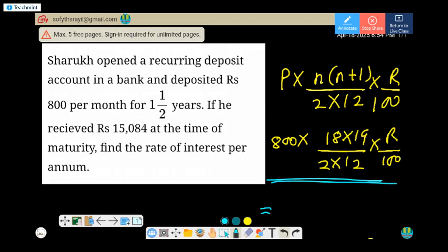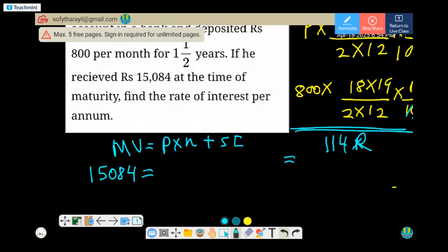Yes, ma'am, I got 114. Okay, 114 into R, which is 114 R. Now we'll use it in the MV. MV is P into N plus the SI. Now MV is already given to us, which is 15,084. P is 800. N is 18. And to that, we're going to add the SI, which is 114 R. Yes. Now get the calculation, and Anushka, get me the answer for the R value.